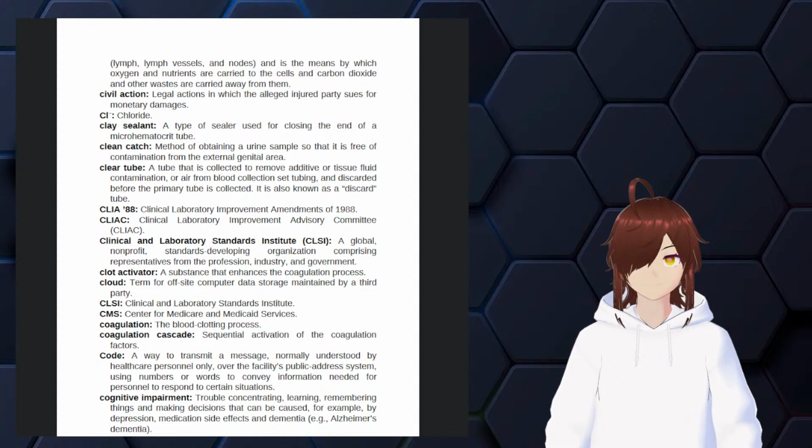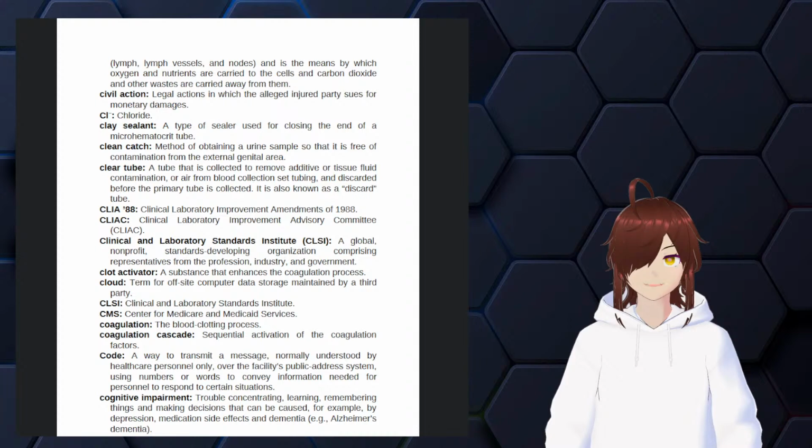CLIA 88: Clinical Laboratory Improvement Amendments of 1988. CLIAC: Clinical Laboratory Improvement Advisory Committee. Clinical and Laboratory Standards Institute, CLSI: a global, non-profit, standards development organization comprising representatives from the private, industry, and government.